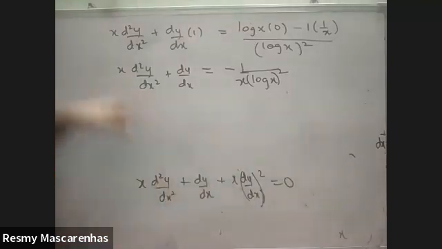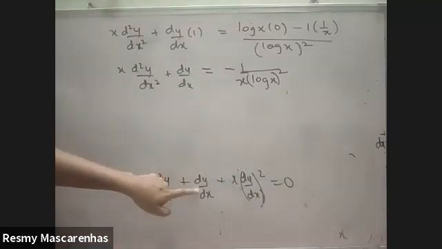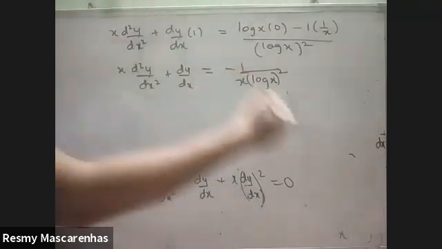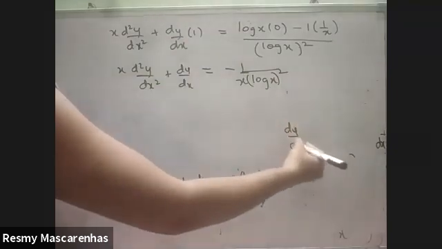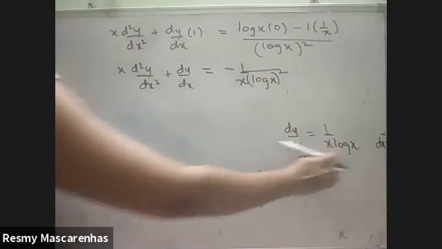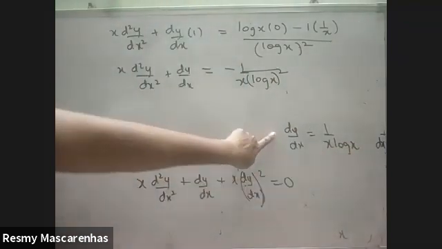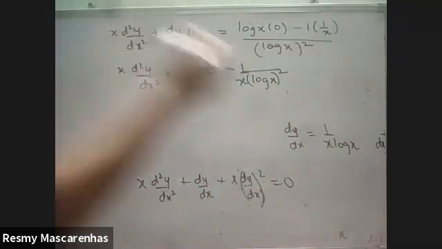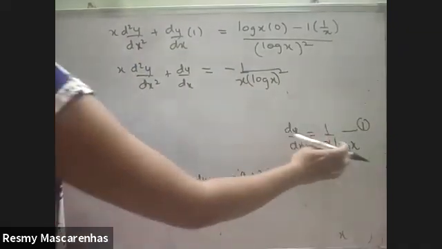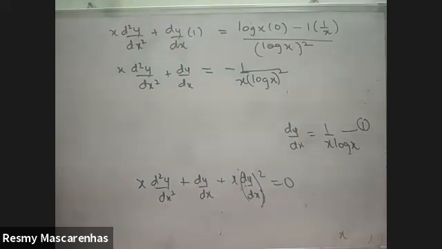This term is already there. This term is also there. Only this term we'll have to adjust in terms of dy by dx. So check in your question what you had got: your dy by dx is 1 by x log x. This is what you had got. So just put 1 over there. Equation 1, where you had got dy by dx is 1 upon x log x.